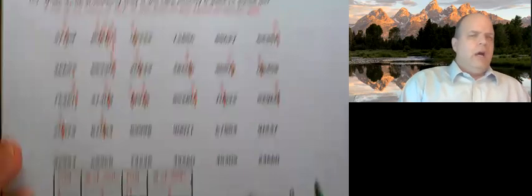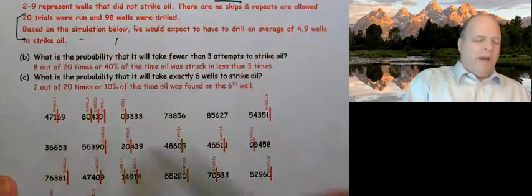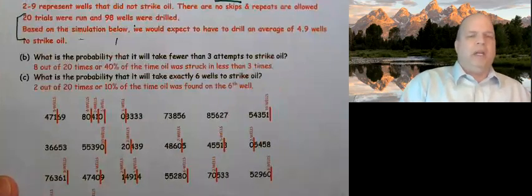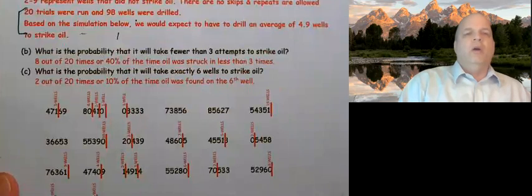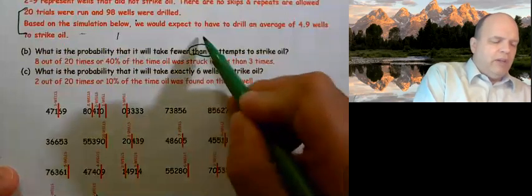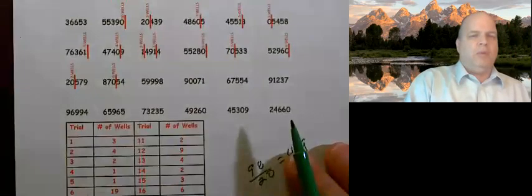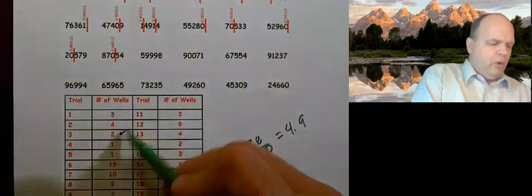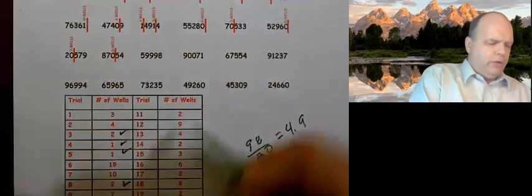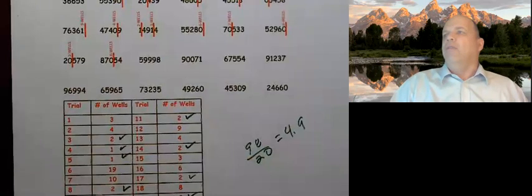So the next part says, what is the probability that it'll take fewer than 3 attempts to strike oil? Well, I could go back and look through my simulation, but that's a little bit of a pain. It's much easier to look at my table, but I want fewer than 3. That means it needs to be either 1 attempt or 2 attempts. So looking at my table, here's a 2, here's a 1, here's a 1, here's a 2, here's a 2, here's a 2, here's a 2, and there's a 2. And when I added all those up, I find that it happens 8 out of 20 times.